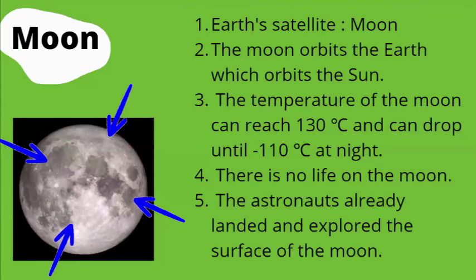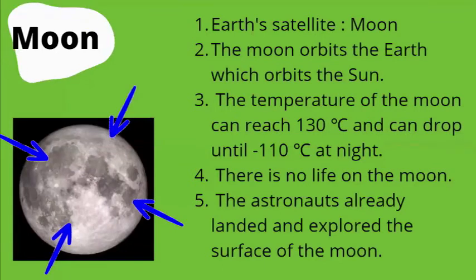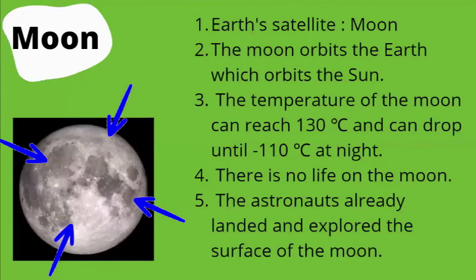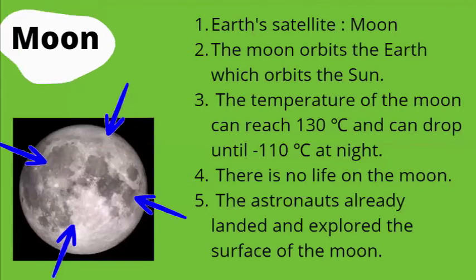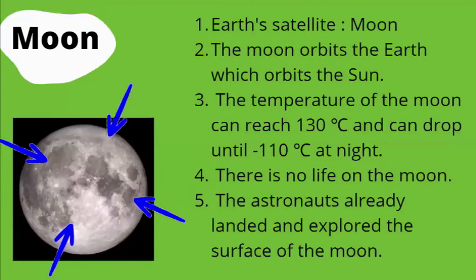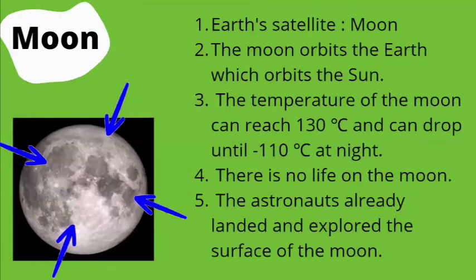Our moon has mountains and valleys. It is covered with craters. The surface of the moon is rocky and covered with dust. The temperature on the moon can reach 130 degrees Celsius. Because there is almost no atmosphere, the temperature can drop to minus 110 degrees Celsius at night. There is no life on the moon because there is no water and no air.